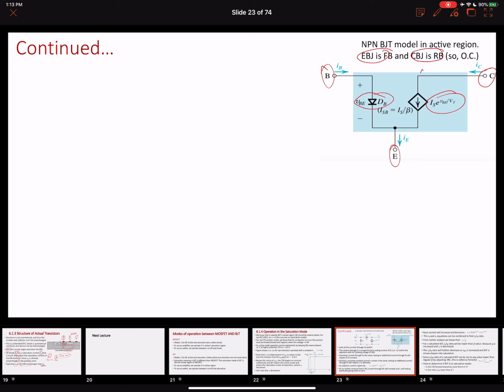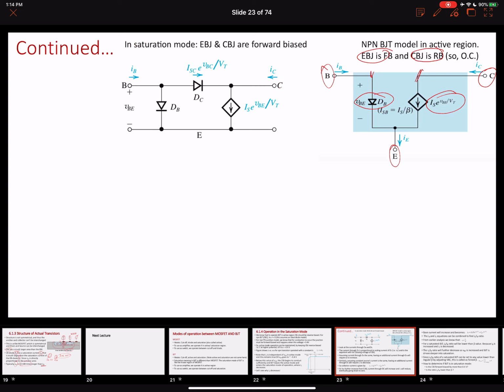Since our collector to base junction is reverse biased here, there's no conduction in that junction, so we assume this to be an open circuit. Now when this collector to base junction becomes forward biased, that p-n junction will also start to appear, right? So we are going to include a diode over here. So this translates to the circuit.